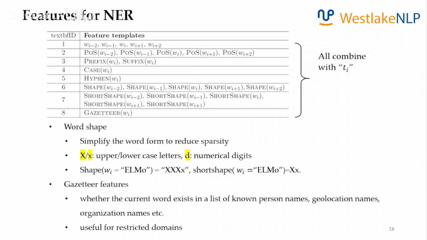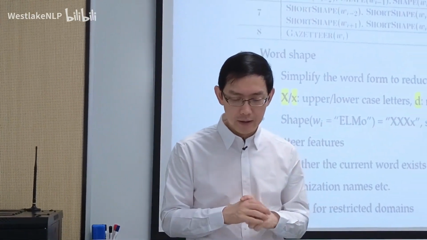For example, there was one language model called Elmo, where the E, L, M are all capital letters and the O is a lower letter. So you flip Elmo into Xxxx, and you immediately guess this is likely a named entity.